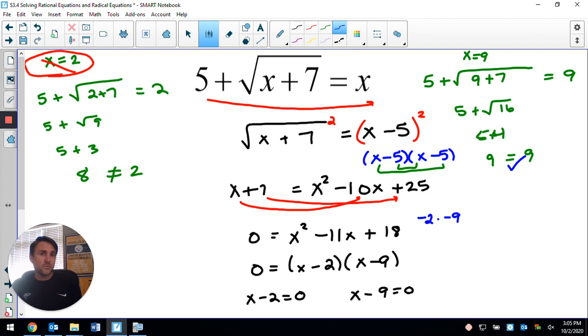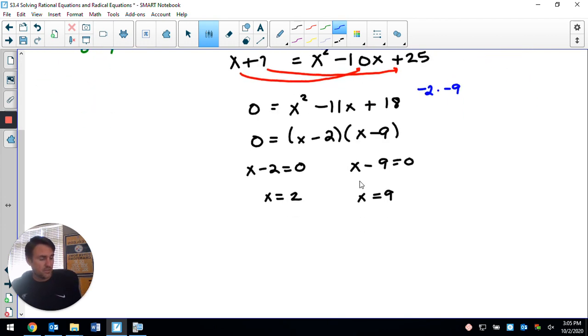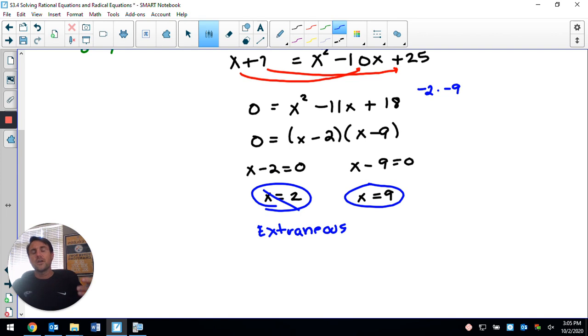So we have one value that works and one value that doesn't. So we're going to keep this one. And this one, nope, this is what we call an extraneous solution. Extraneous solutions are those we get legitimately through our algebra process, but they don't actually work. Okay, so make sure you double check your answers.